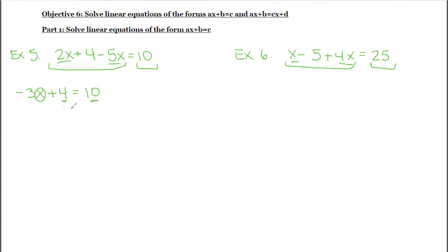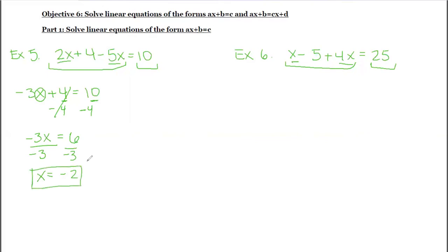So the way that we do that, in order to get this 4 over here to the right side, we have to subtract 4 on both sides. So 4 minus 4 is 0. So we're left with negative 3x equals 10 minus 4, which is 6. Okay. From here, we have negative 3 being multiplied by x. So we divide both sides by negative 3 to get x equals negative 2.